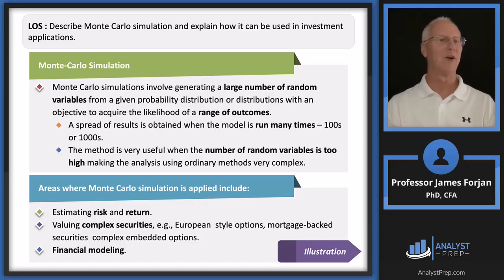Let's read this Monte Carlo right here. It involves generating a large number of random variables from a given probability distribution. So Monte Carlo is the second example that I provided, which is much more complete. We can run this thing hundreds of thousands of times. Now, look at the second diamond point. Useful when the number of random variables is too high to use ordinary methods.